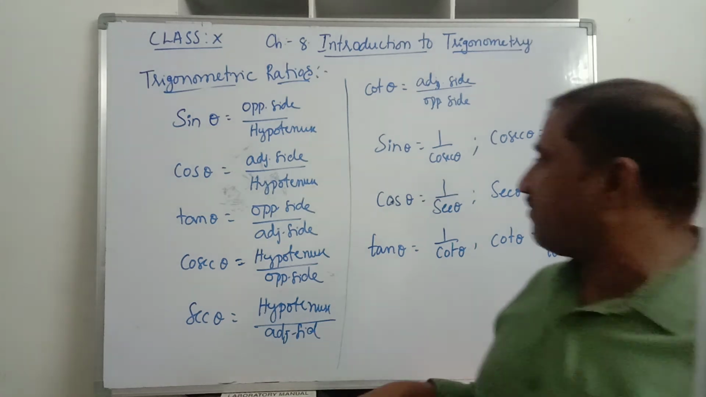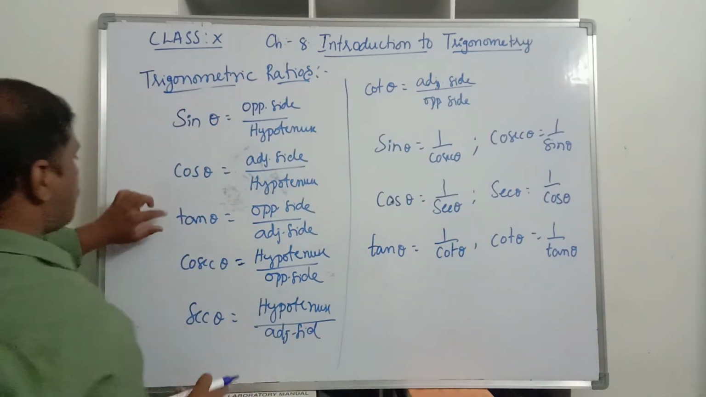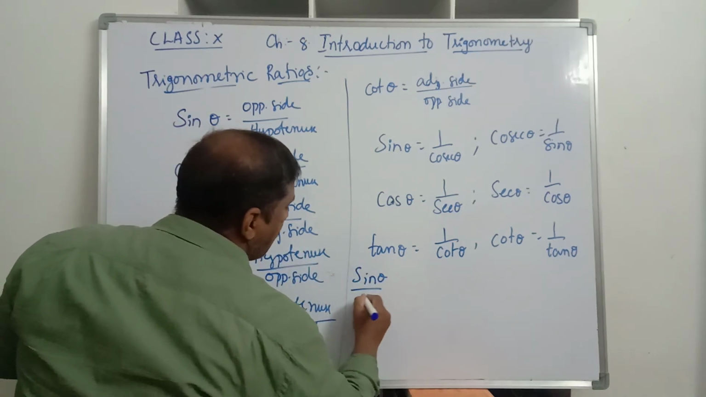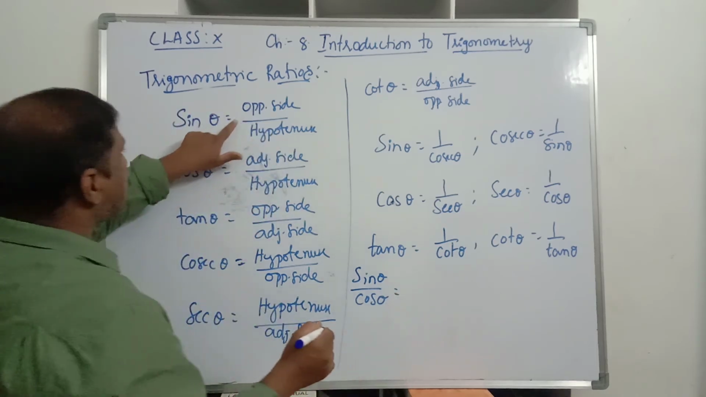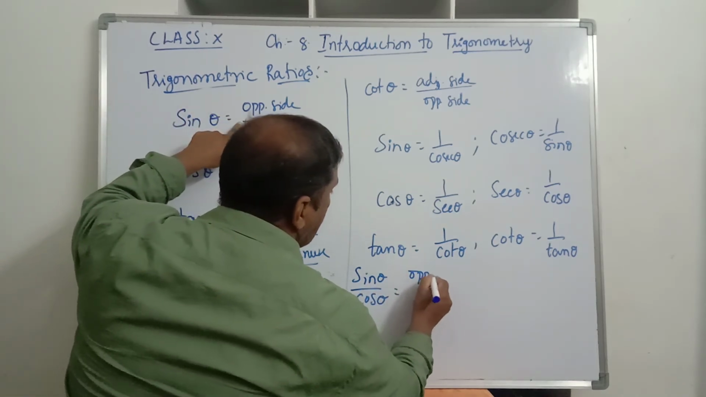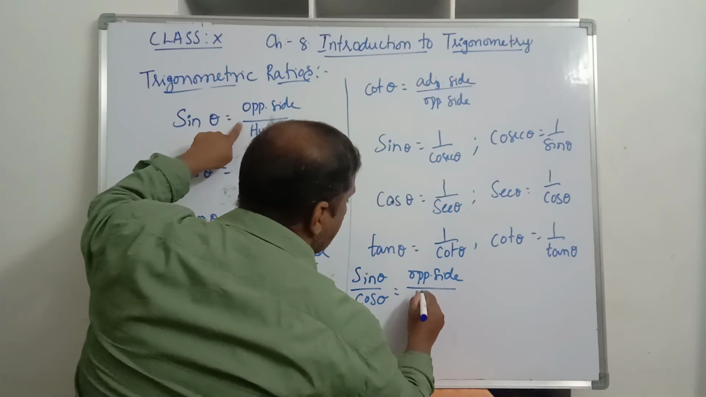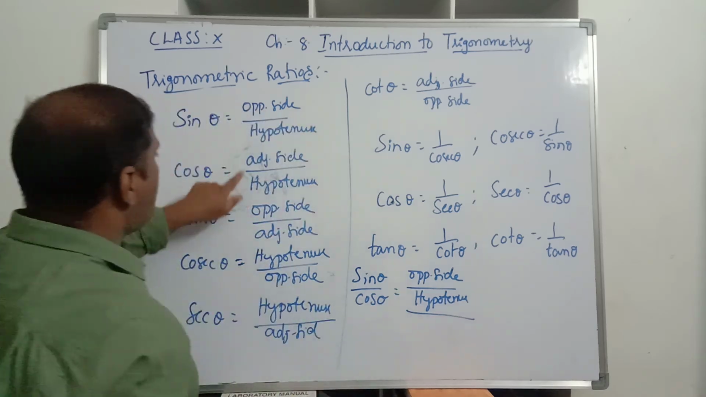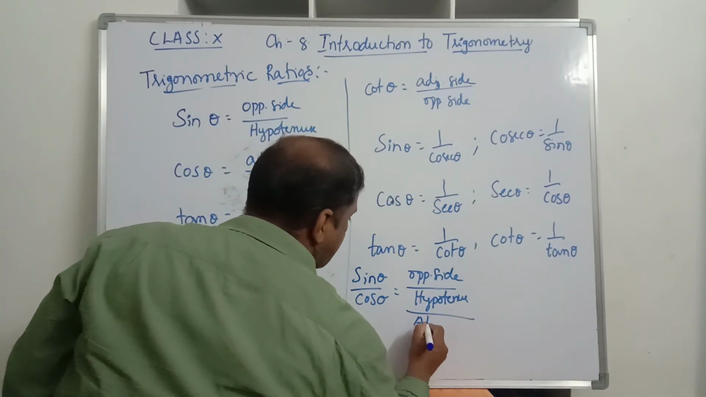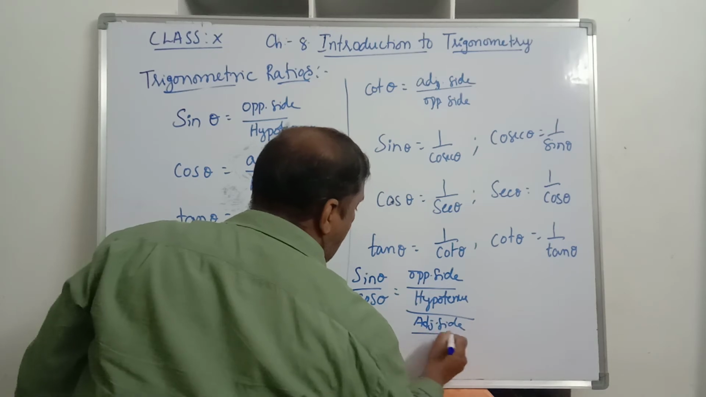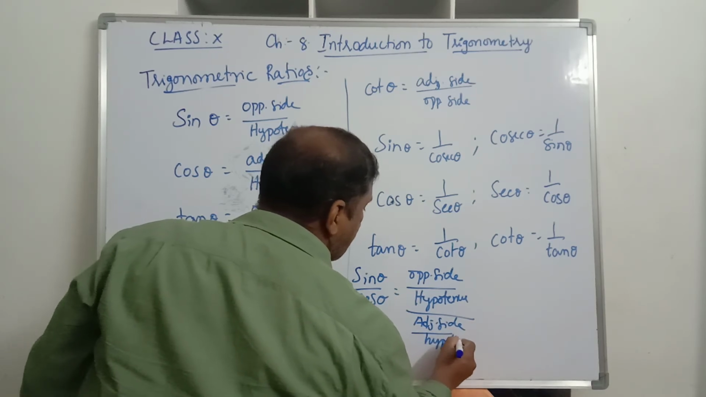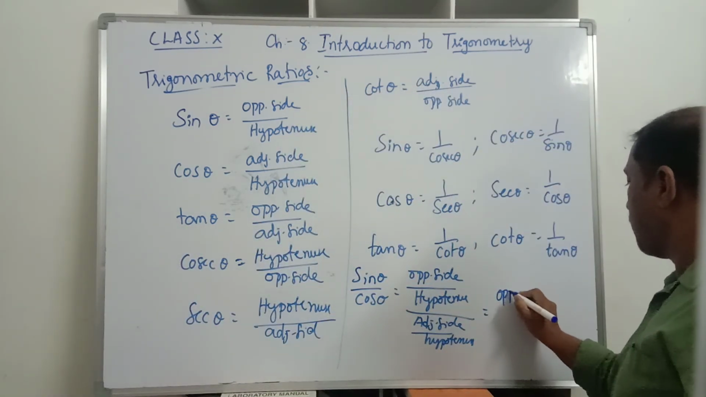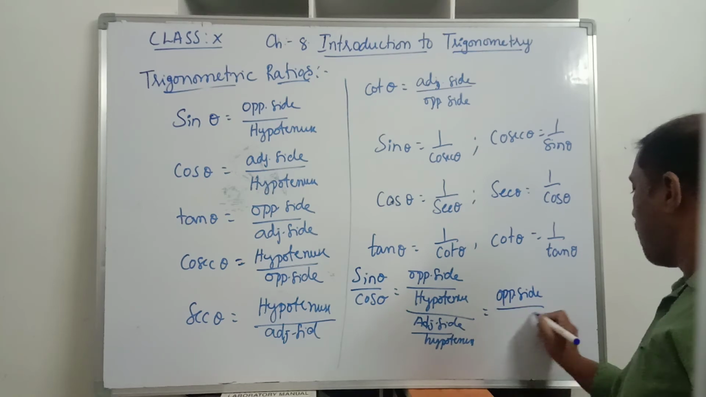Now there is a relationship between tan theta, sin theta and cos theta. You take sin theta divided by cos theta. Sin theta is opposite side divided by hypotenuse, whole divided by cos theta, which is adjacent side divided by hypotenuse. That is equal to, what do we get? Opposite side divided by hypotenuse.